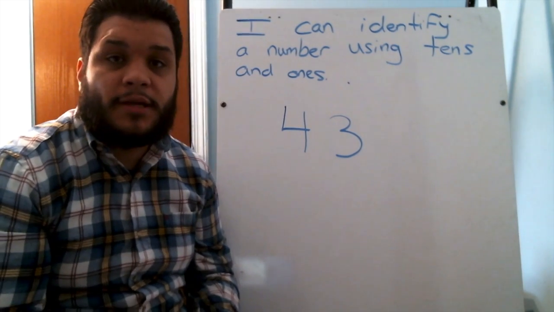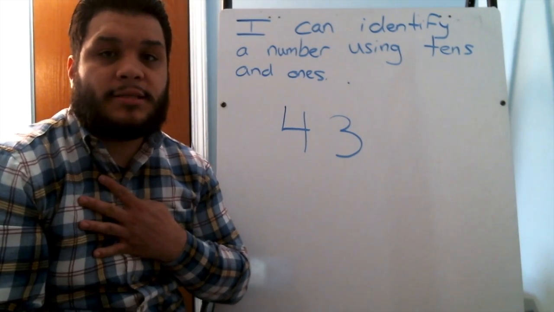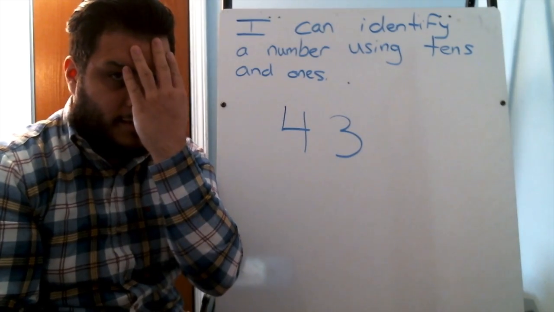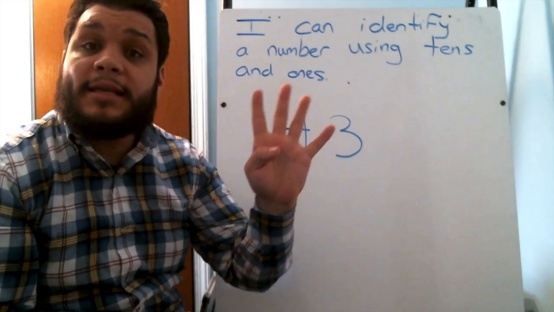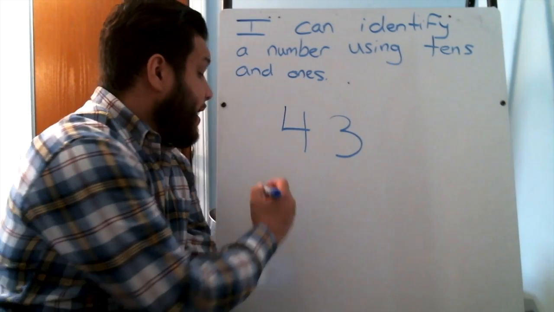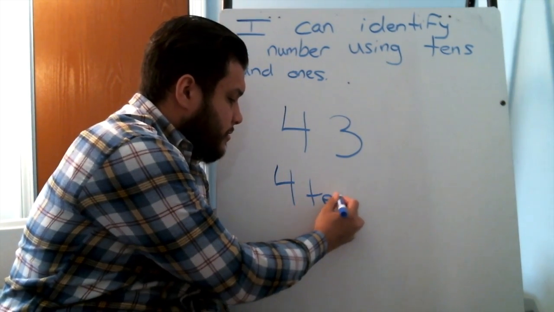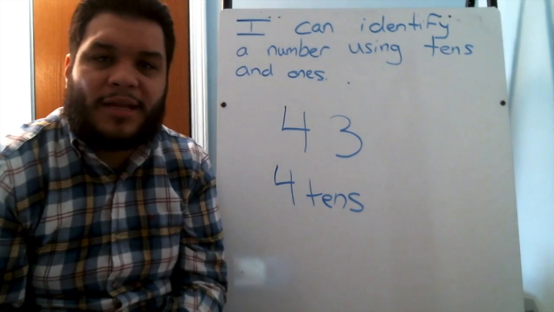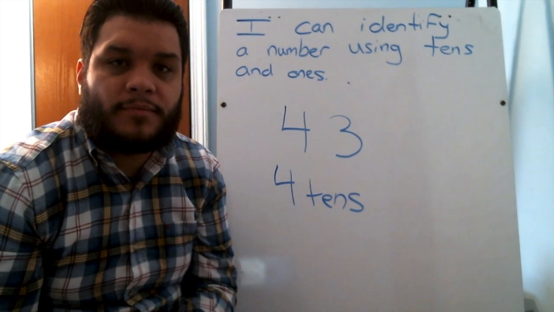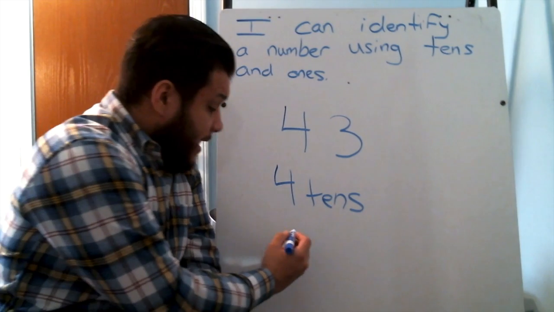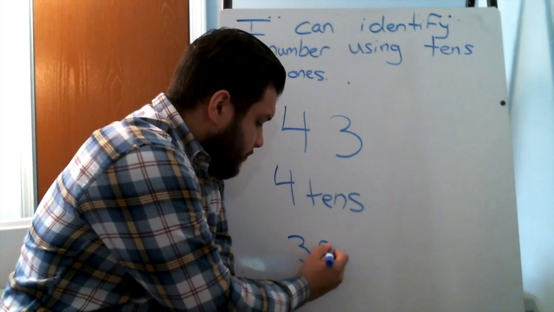Show me it with your fingers. Put it on your chest. Put it on your forehead. Put it behind your ear. Yes, 43 has 4 tens. And how many ones does it have? Awesome. It has 3 ones.